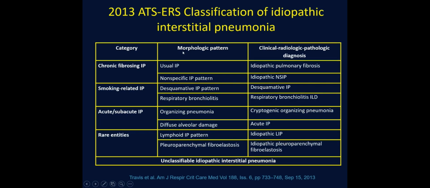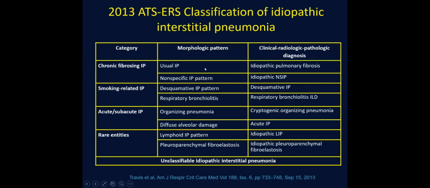Then we see that there is a morphologic limb to this classification and a clinical radiologic pathologic diagnosis. The important point for us as radiologists and indeed for pathologists is that we are morphologists. We make pattern diagnoses. It remains the task of the clinician to assign the clinical radiologic pathologic diagnosis with appropriate input from clinicians and radiologists and pathologists at a multidisciplinary conference.